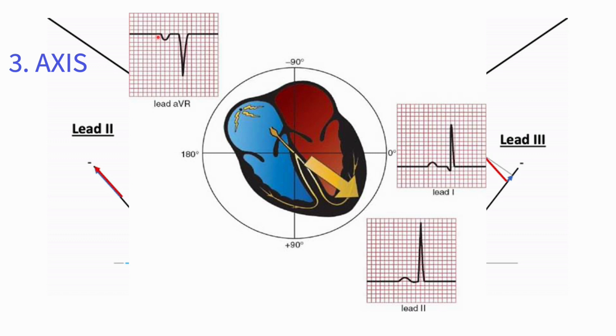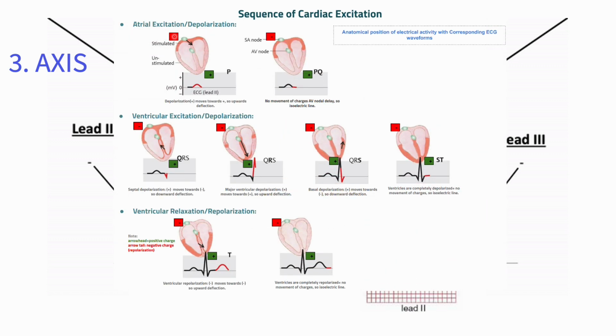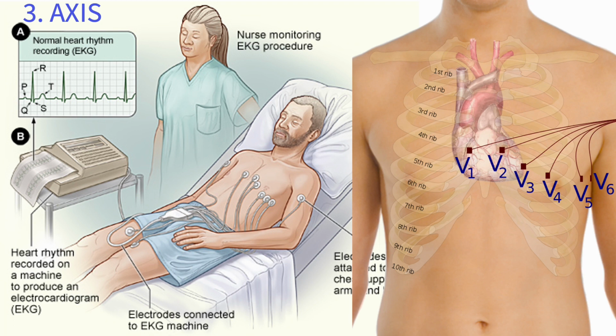Now, because lead aVR here on the right side is away from or against the direction of ion flow, it will record as a negative wave. So this is the normal axis. As you can see here, positive means I'm going this way, drawing a positive wave. I'm going that way, I'm drawing a negative wave.